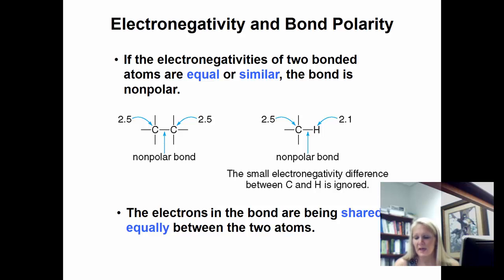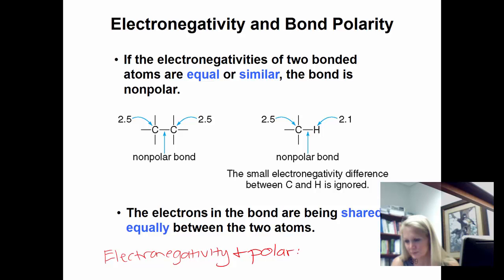So electronegativity and polarity go hand in hand, basically. Here we have 0 difference, so our electronegativity difference is 0, and so we consider this to be non-polar.